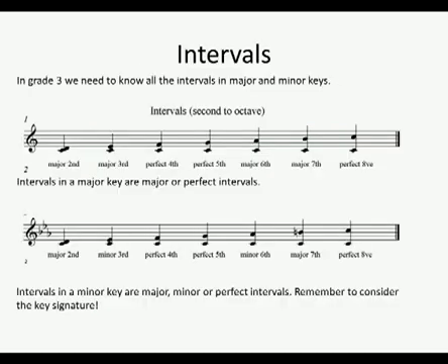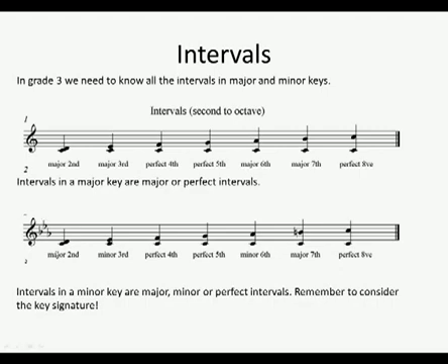Okay, intervals. In Grade 3, we need to know exactly what we learned in Grade 2, which is all the intervals in major and minor keys. So here in your major key, we have a major second, a major third, perfect fourth, perfect fifth, major sixth, major seventh, and perfect octave. So again, in a major key, you have major or perfect intervals.